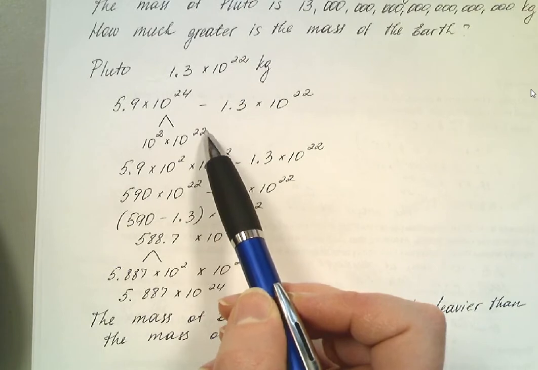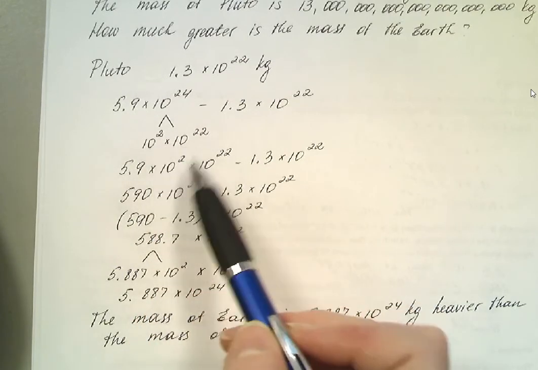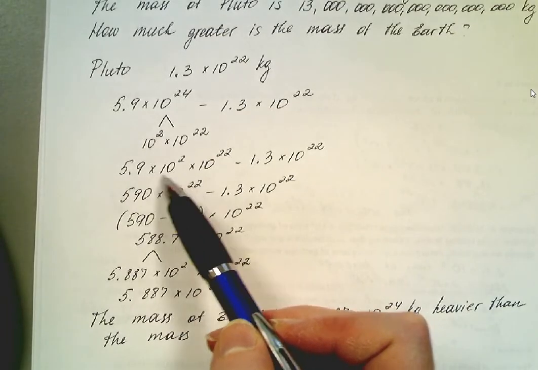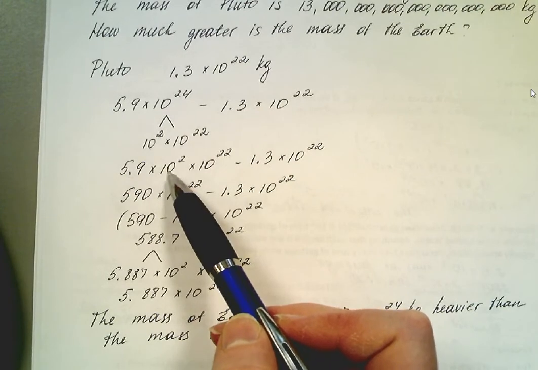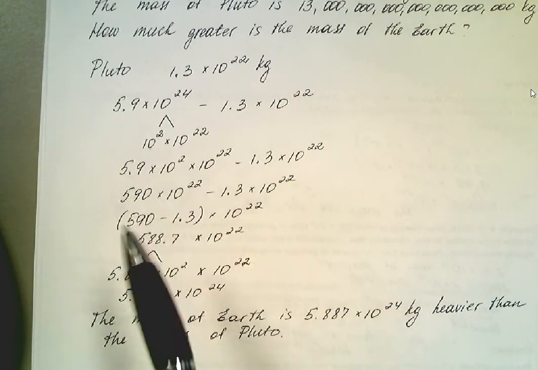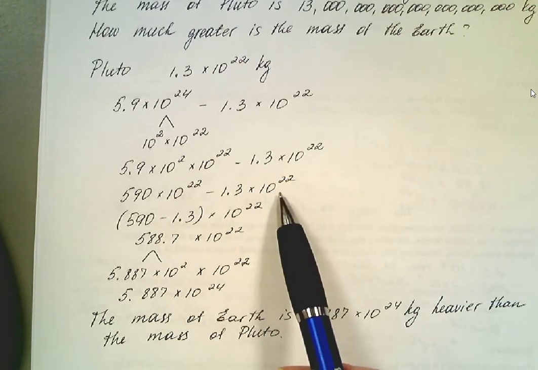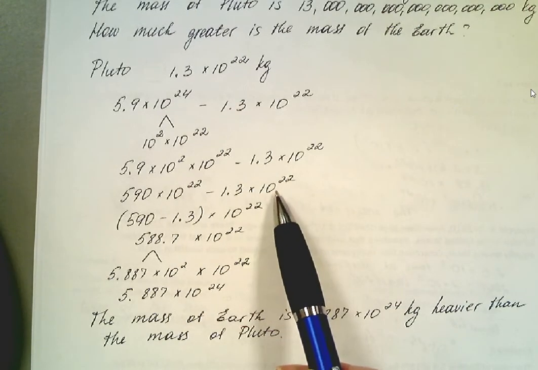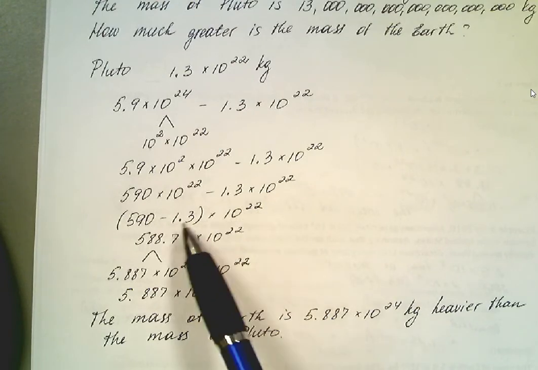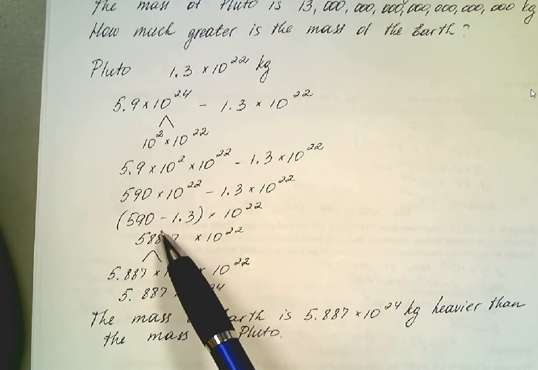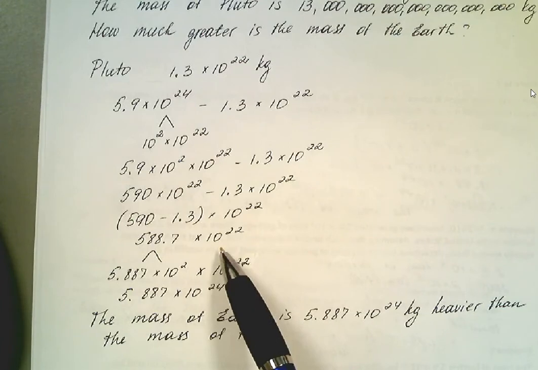And we're rewriting 5.9 times 10 to the 22nd in standard form. So we multiply 5.9 by 10 to the second, or by 100. We'll get 590 times 10 to the 22nd minus 1.3 times 10 to the 22nd. Then we are going to use the distributive property to put 10 to the 22nd outside of the parenthesis and subtract the numbers inside. And we will get 588.7 times 10 to the 22nd.